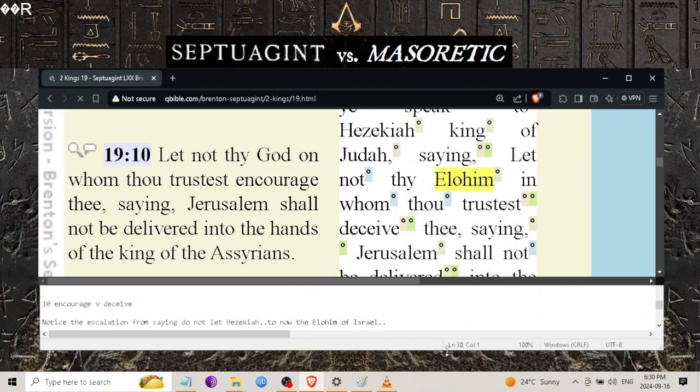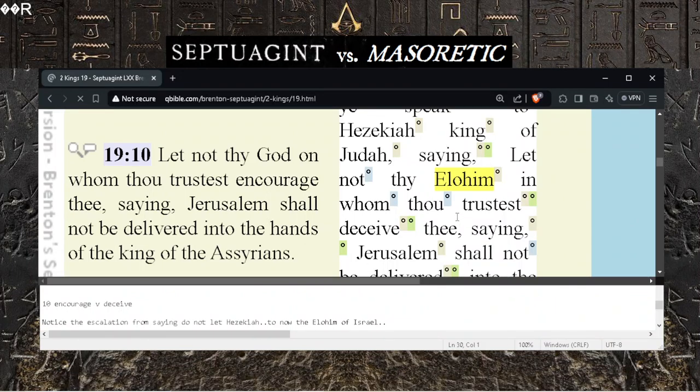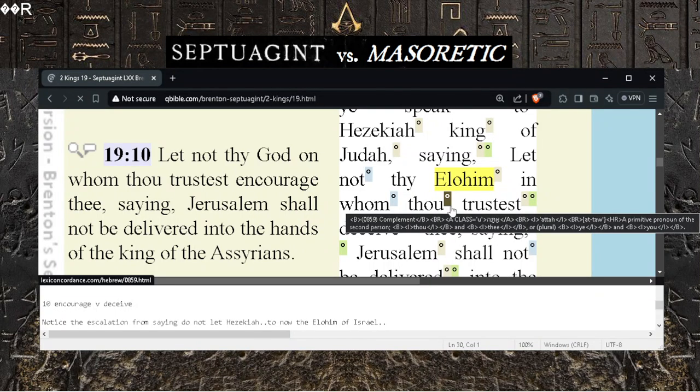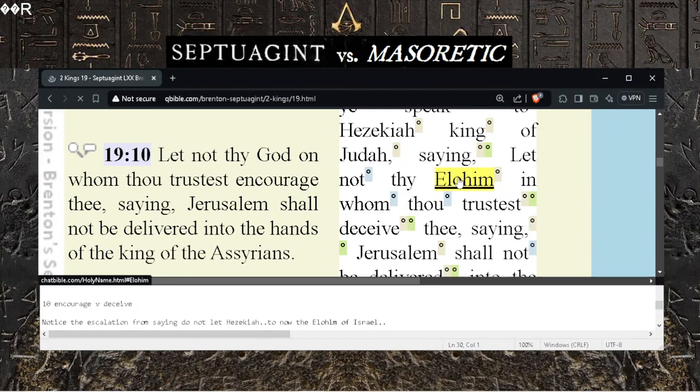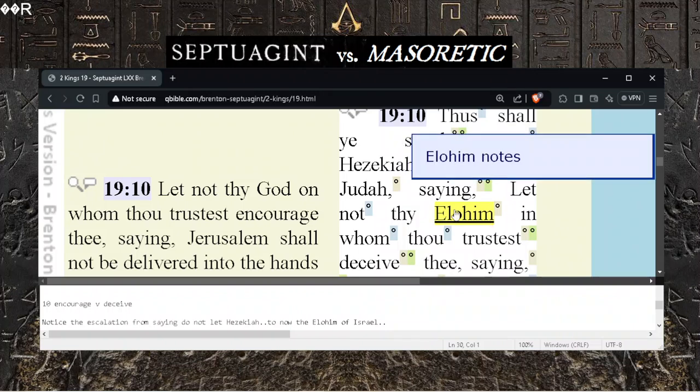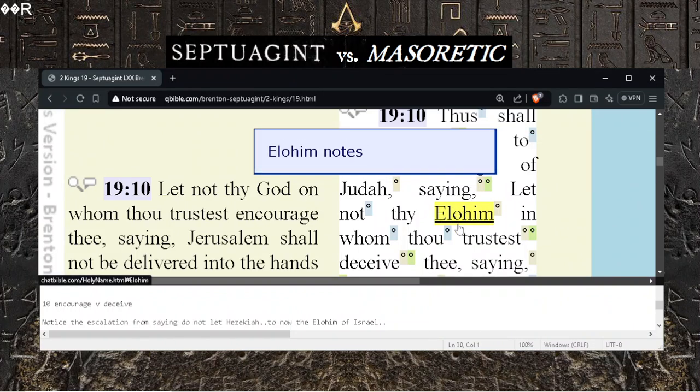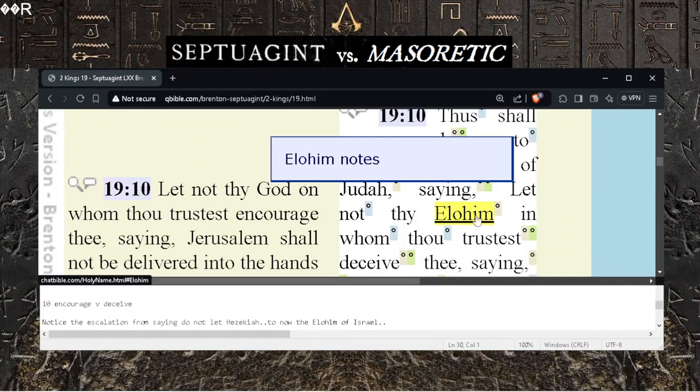Now we're in chapter 19, and we see an escalation here. Rabshakeh is not only using his language to abuse and attack the king of Israel, but now the actual King of Israel behind the king of Israel, who is their Elohim. And he's saying here, let not your Elohim, in whom you trust, deceive you.